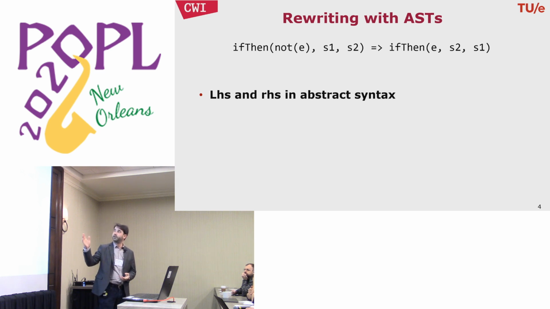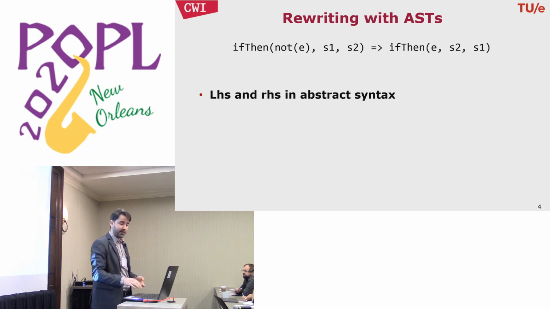As you can see, the left-hand side and the right-hand side of this rule are in abstract syntax, and in the context of high-fidelity transformations, two problems are apparent here. The left-hand side of this rule is matched against an abstract syntax tree, meaning that the meta variables E, S1, and S2 have no associated layout anymore. On the other hand, on the right-hand side, we have introduced a new syntax tree, which doesn't have any layout at all.